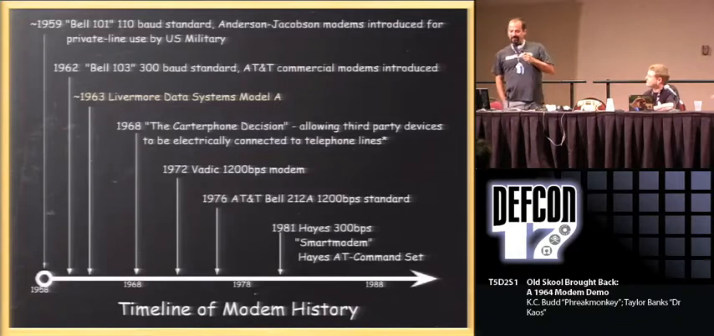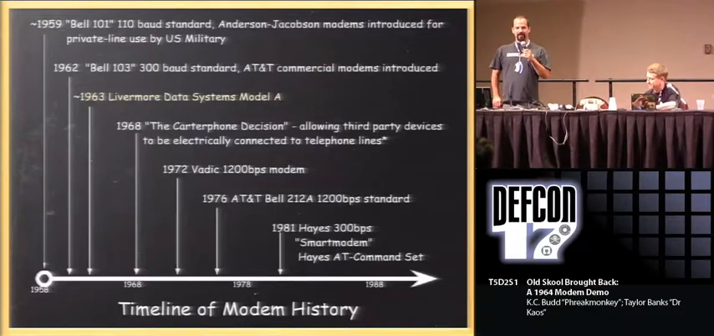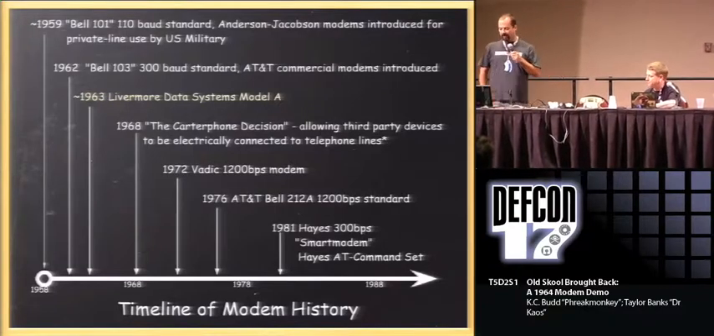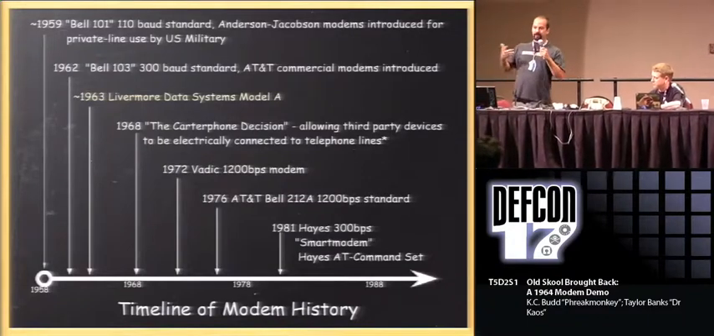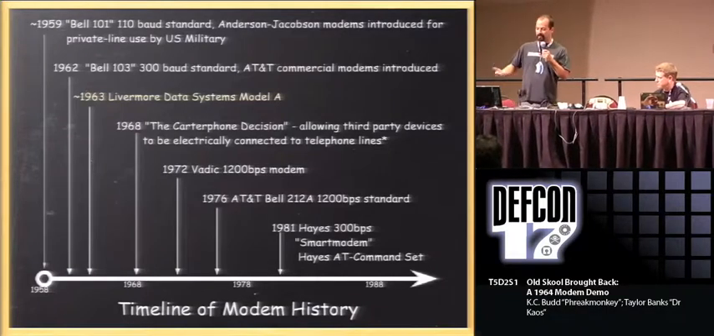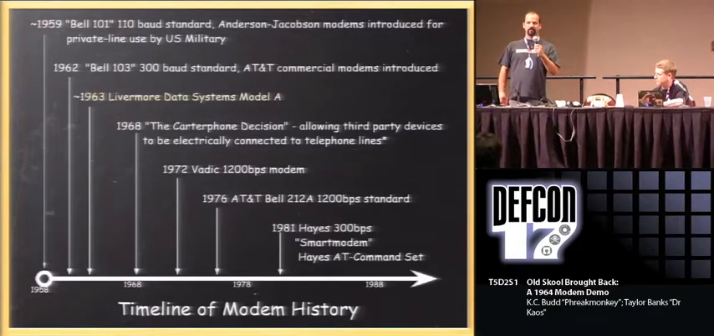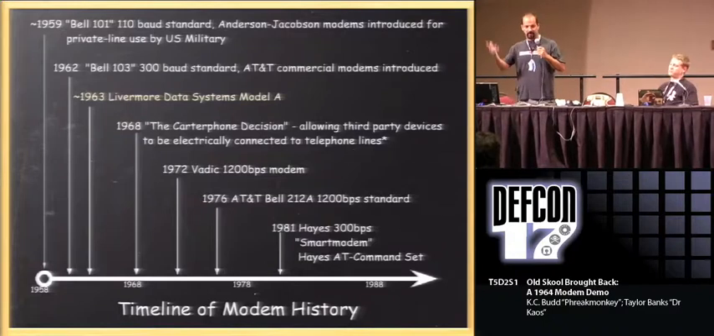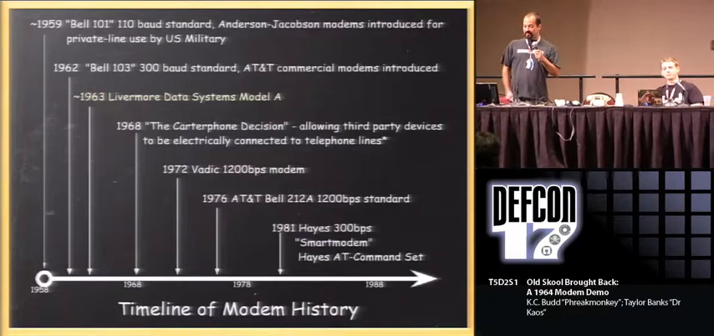In 1972, Vatic made a 1200 bits per second modem, but it was proprietary, and they refused to release how it worked, so nobody else could build anything that talked to it, and so it didn't become the standard. And then a few years later, AT&T Bell looked at that modem, reconstructed what they were doing, made the same changes to their modulation, and introduced what became the 212A, or the V.22 modulation, which we all know is 1200 baud. So yeah, 1962 to 1976, all modems were 300 baud.